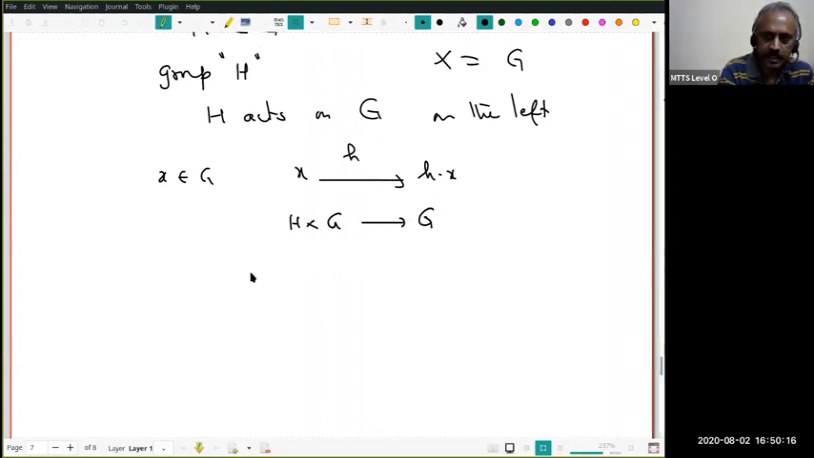Now, is it a group action? That we had already seen, so I don't stop to do that. But what I want to know is, if you fix an element A in G, what is the H orbit?